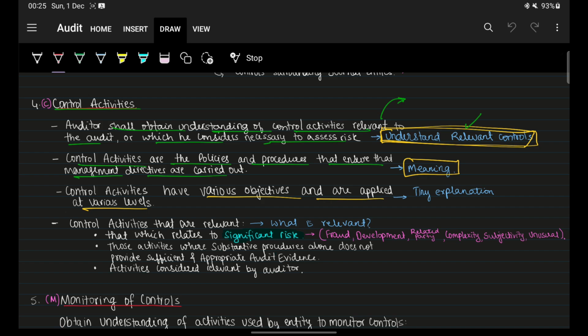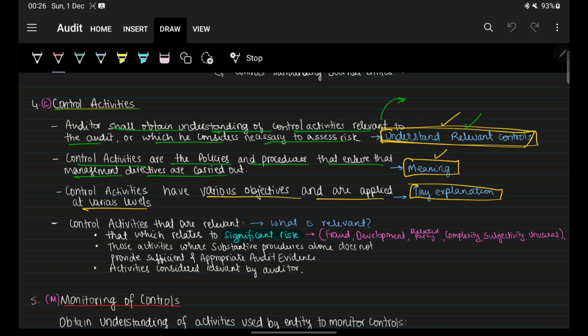So the first point is that the auditor has to obtain an understanding of relevant controls, and the second point is they're given a meaning. What is the meaning of control activities? It is basically policies and procedures that ensure that management directives are carried out. Okay, next, this is also done. The third point, the tiny explanation, is done.